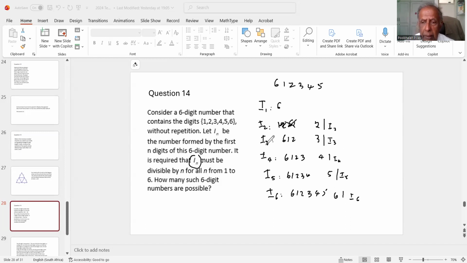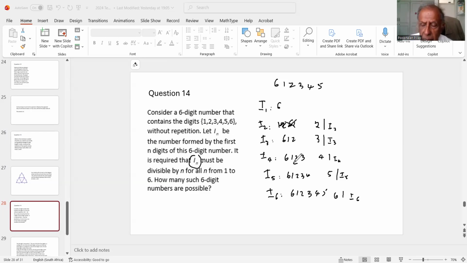Now you got I3. Oh no, that's fine. 3 does divide this number here. 6 plus 3 is 9. 3 divides that. So this works here. So as far as I3 is concerned, the sum of the digits must be a multiple of 3, the first 3 digits. I4, oh, this doesn't work because you want 4 to divide this.